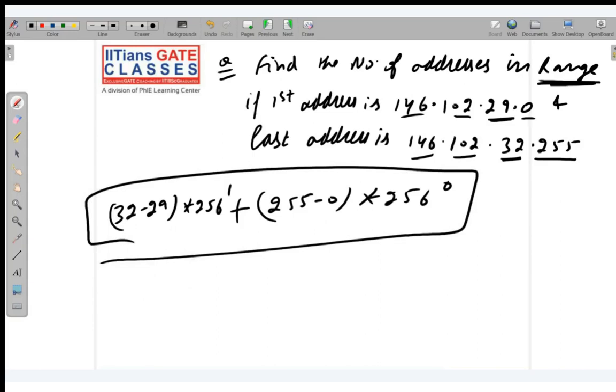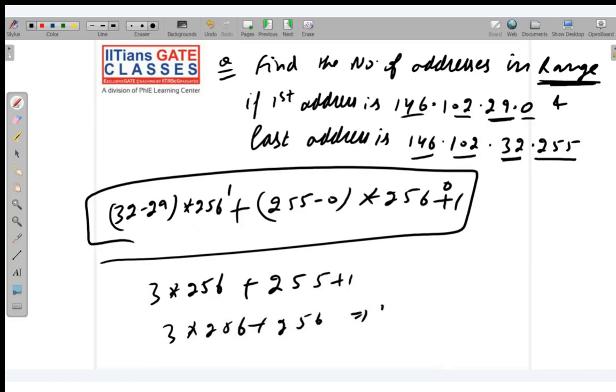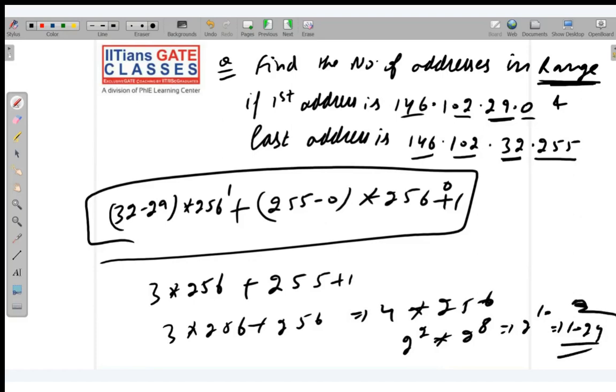So what will it be now? 32 minus 29 is 3, into 256, plus 255, and plus 1 also, sorry for that, because it is upper bound minus lower bound plus 1. So 255 plus 1 is 256. So 3 into 256 plus 256, that is nothing but 4 into 256. If you face difficulty, convert into a power of 2. It comes out to be 2 power 10, that is 1024, is the answer. So simple. Any doubt? No, sir. Okay, so take the snapshot.